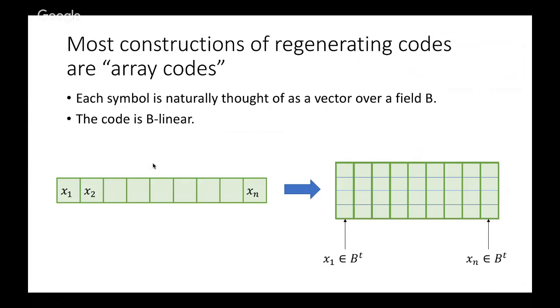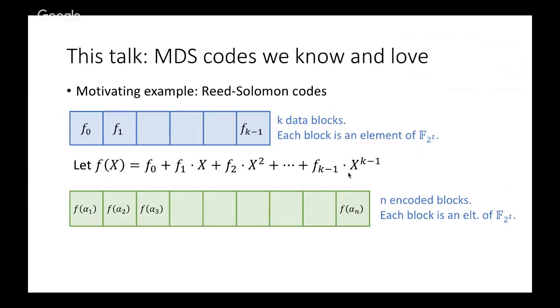Most constructions are array codes and look like the toy construction that we saw before, where we're very carefully designing what symbols go in which nodes so that they play nicely together so that we can recover things. This looks very different from classical codes, especially classical algebraic codes that we know and love. And so this talk is about the MDS codes we know and love. The motivating example is Reed-Solomon codes.